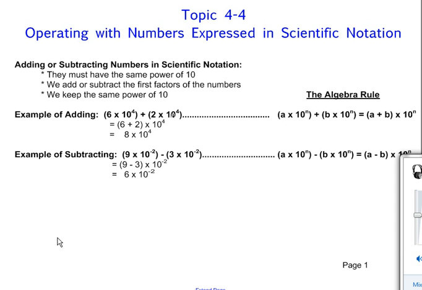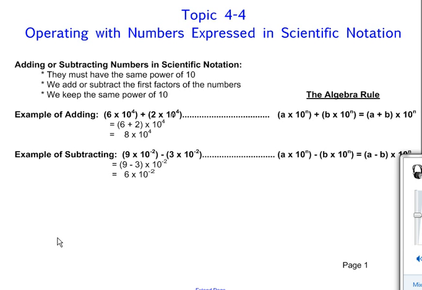The next step is we add the first factors of the numbers. 6 is the first factor, and 2 is the first factor of the second number. So in the first set of parentheses, we have a 6 plus a 2, and we have the same base, same power of 10, 10 to the fourth. When we combine the 6 and the 2, we get 8 times 10 to the fourth power.